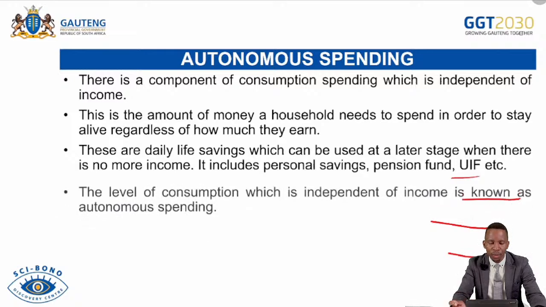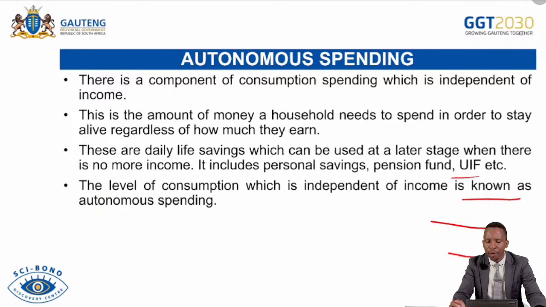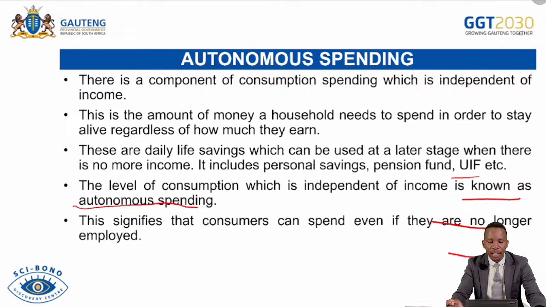And then we continue. The level of consumption which is independent of income is known as autonomous spending. So that means our spending in there is not dependent mostly on income. People can use their savings. This signifies that consumers can spend even if they are no longer employed or they are no longer receiving income, if they were able to save before.